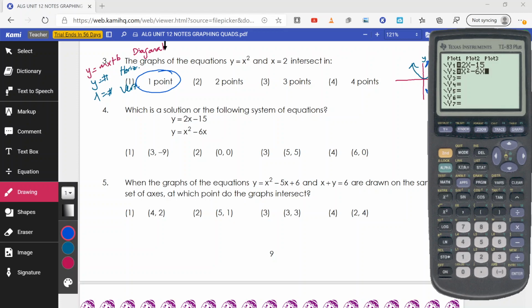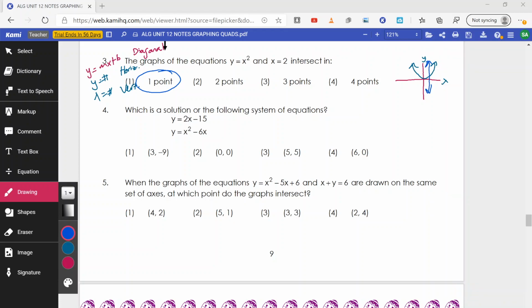And I want the solution, so I need points. So I'm going to go to the table, and I'm going to look for the y values that end up being the same. So we're not even really remotely close here, so I'm going to be going down further. So notice values are getting a little closer. So here we have y values of -9 being the same. So x equals 3. So 3, -9 will be a solution. So is that one of my answers? Yes, number 1.